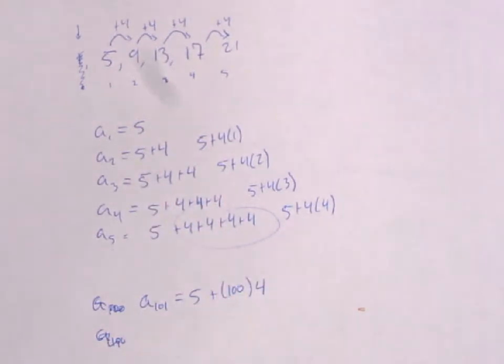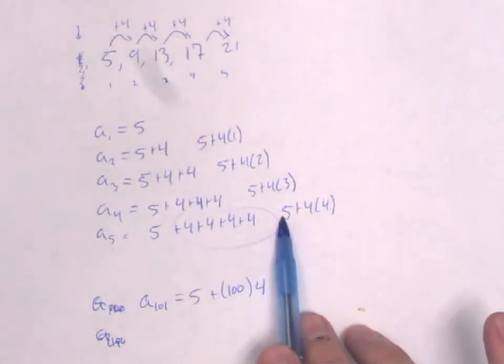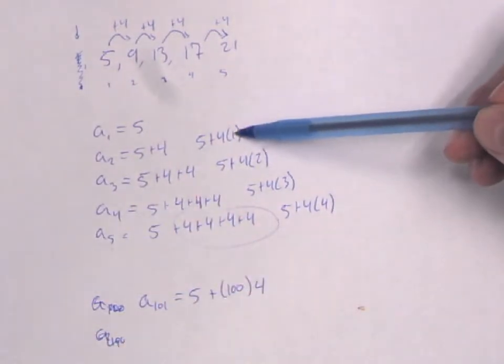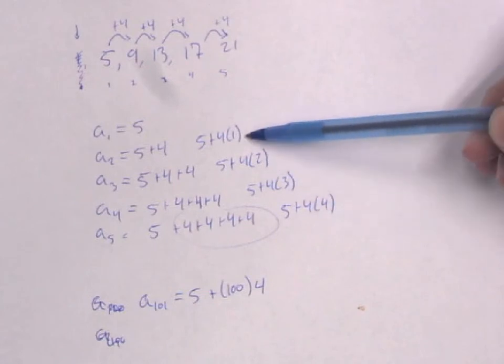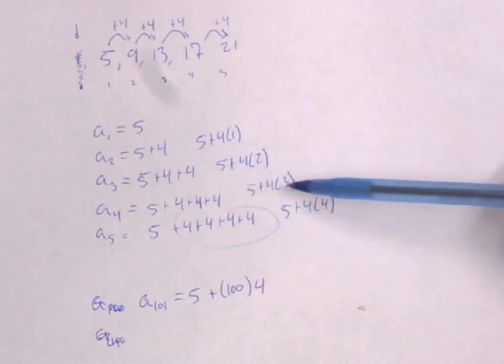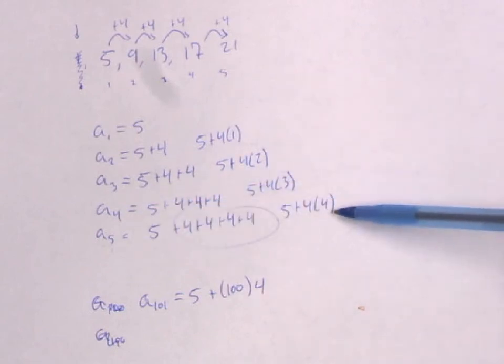I have repeated 4s. Okay, I always start with a 5. The 5's always there. What's changing is how many 4s I have. 1, 2, 3, 4. But this guy is 1 less than this one. So 2 is 1 less than 3. 3 is 1 less than 4. 4 is 1 less than 5.